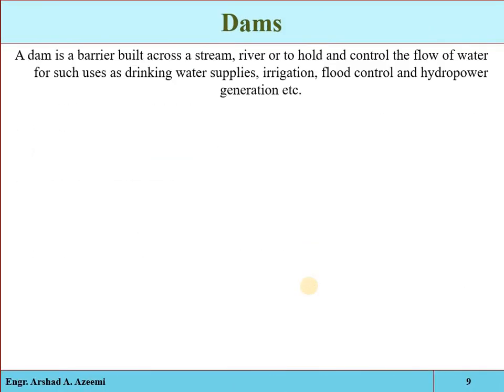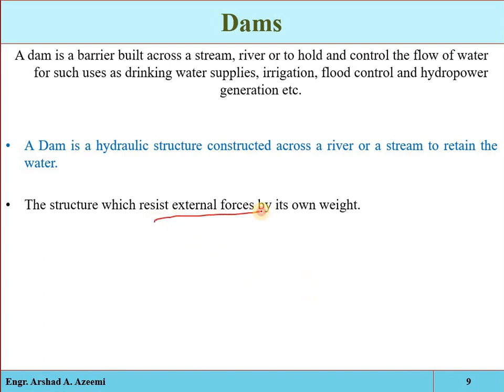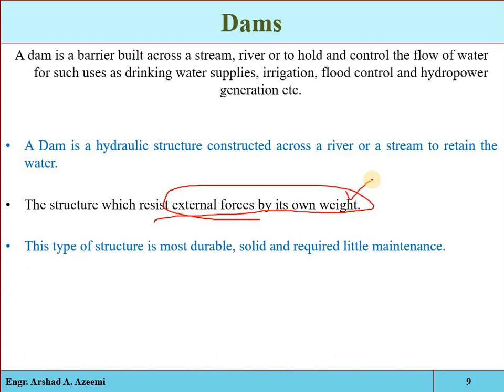Okay. Also, we can say that a dam is a barrier which is built across a stream or river to hold and control the flow of water for drinking water supply, irrigation, flood control, and hydropower generation. A dam is a structure which is constructed across a river or stream to retain the water. Okay, the structure which resists external force by its weight. Mainly, in any type of dam, the weight plays a very important role in resisting the destabilizing forces. So this type of structure is most durable, solid, and requires little maintenance.